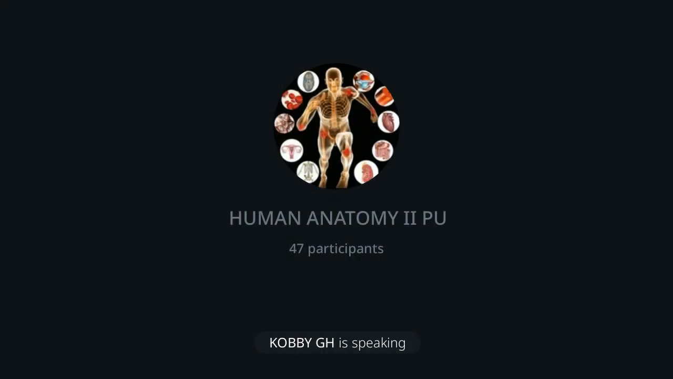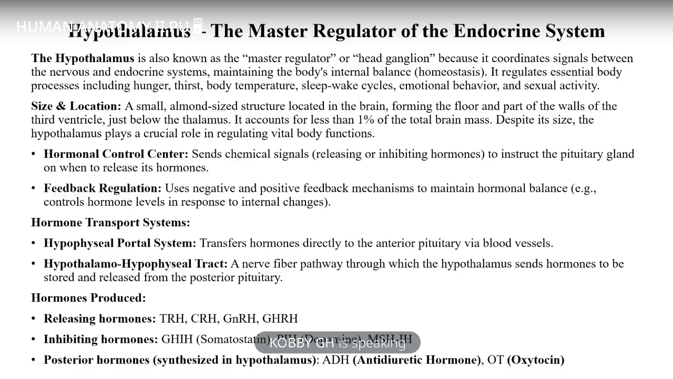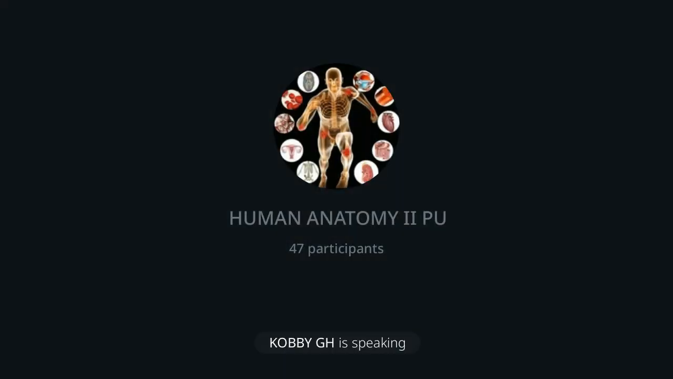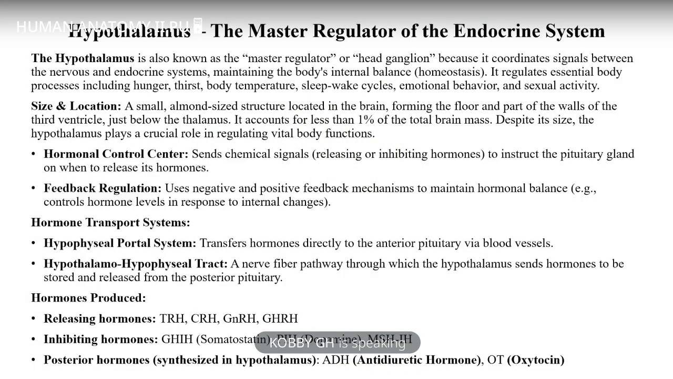But despite the size being small, the hypothalamus plays a very crucial role in regulating all vital body activities. It's very small. So the other time I told you in class that when it comes to anatomy and we are looking at organs, do not judge a book by its cover. And it works here. The hypothalamus is very, very small in terms of its size.